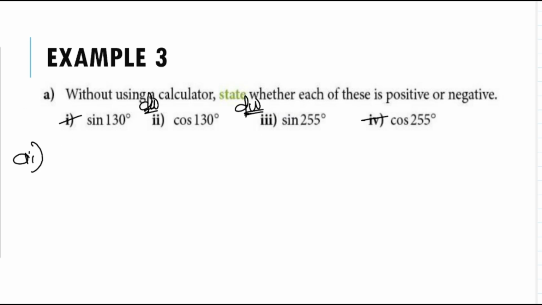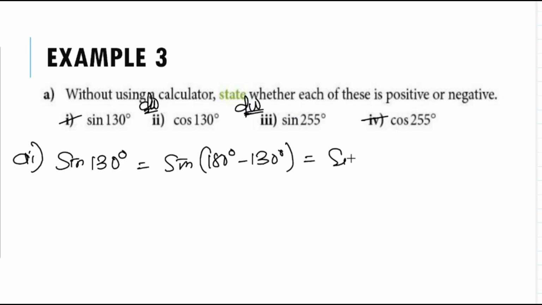So A1, this is simple. Without using a calculator, state whether each of these is positive or negative. Sine 130, check 130, which quadrant? That is second quadrant, right? So sine is positive. So sine 130 is equal to sine 180 minus 130, which is sine 50, which is positive. So you don't even need to analyze, just give us the sign, whether positive or negative.